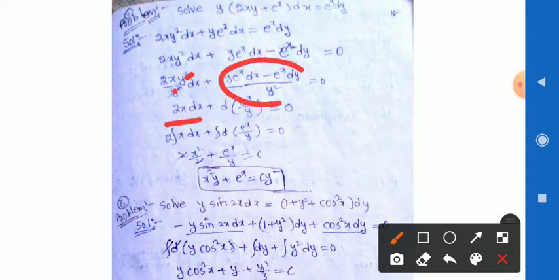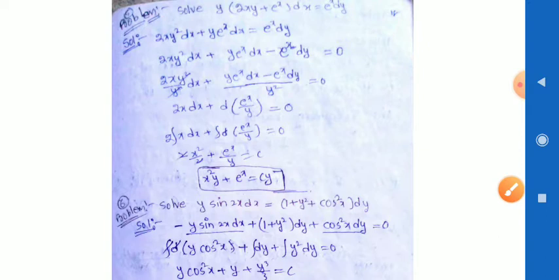Now here this underlined one, y e power x dx minus e power x dy by y square, can be written as d of e power x by y, which is an integrating factor. Then it can be written in this form.